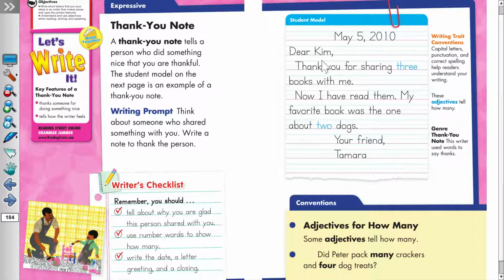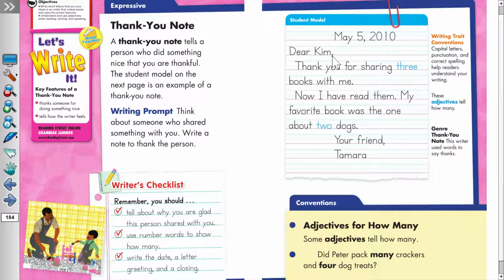The greeting is where it says, Dear Kim, and then it has a comma. The dear and then Kim, both are capitalized. Dear is the beginning of a sentence, and then Kim is a name, so it has a capital. The comma goes at the end. Now, when you put a greeting in your letter, like it has here on the model, it goes on the left-hand side of your paper.